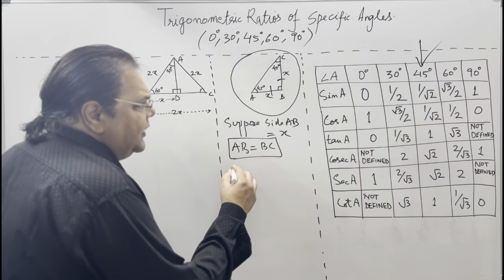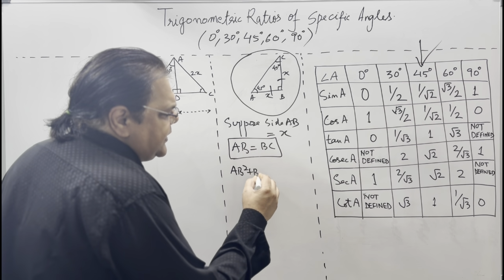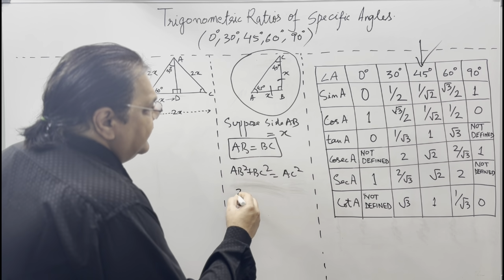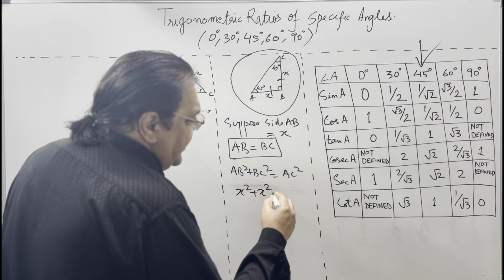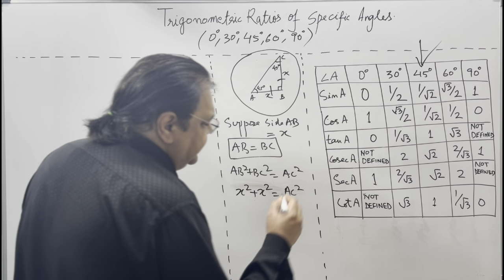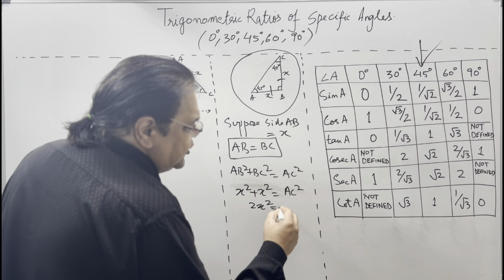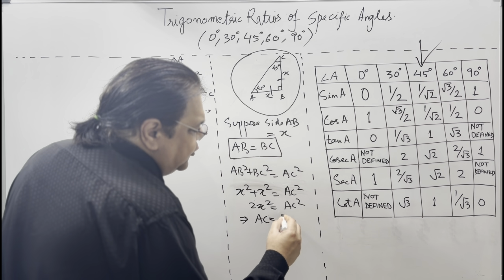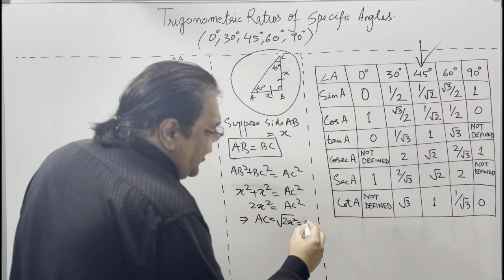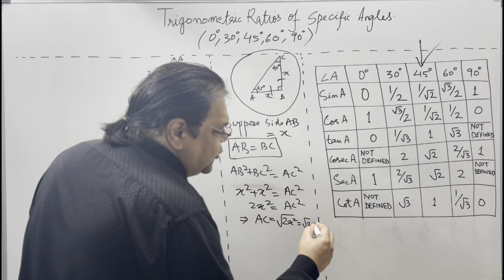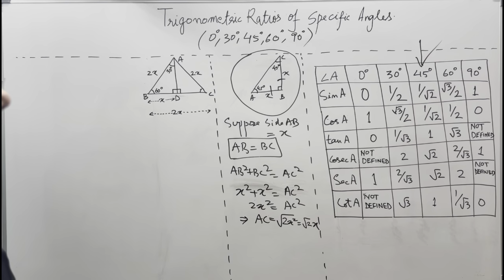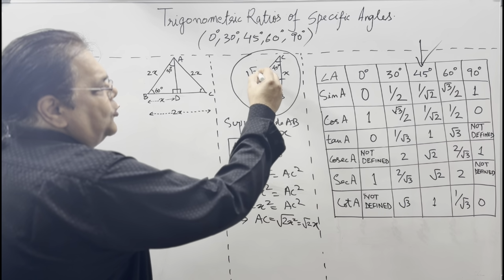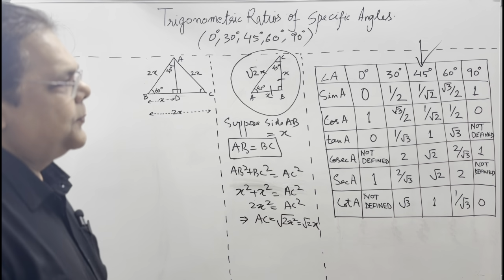Using Pythagoras theorem, we know AB square plus BC square is equal to AC square. Therefore, x square plus x square is equal to AC square. 2x square is equal to AC square. Therefore, AC is equal to root of 2x square, that is root 2 x. So, this is root 2 x, side AC.